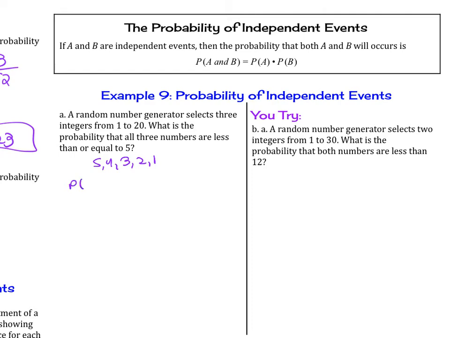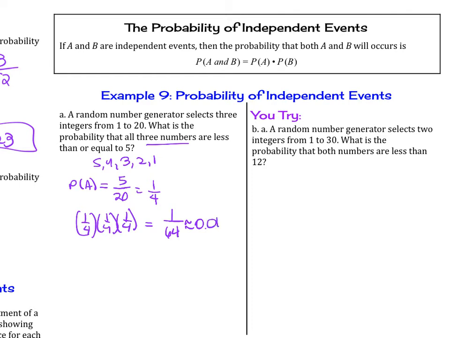So the probability of choosing a number that is 1 through 5 is 5 out of 20 numbers, which is 1 out of 4. And so we're choosing 3 numbers. So we're looking at 1/4 times a fourth times a fourth, or 1/4 to the third power, which is 1 out of 64, which is approximately 0.016. So try this example here.